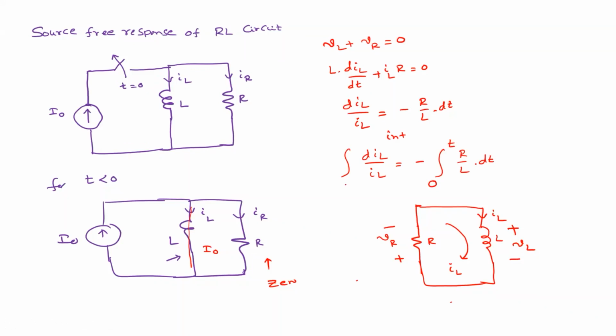So what are the limits in this case? At time 0, what is the current here? It is I naught. And at time t, the current is a function of time, so it is IL of t.